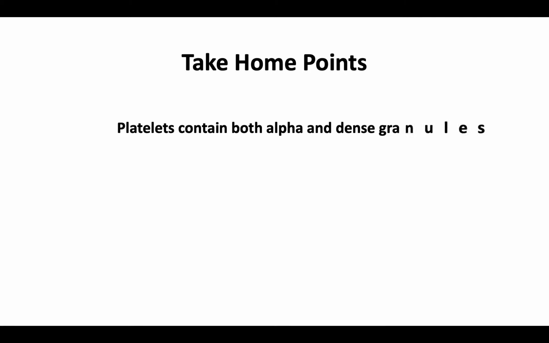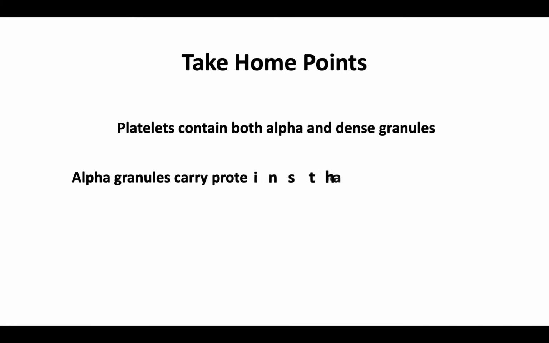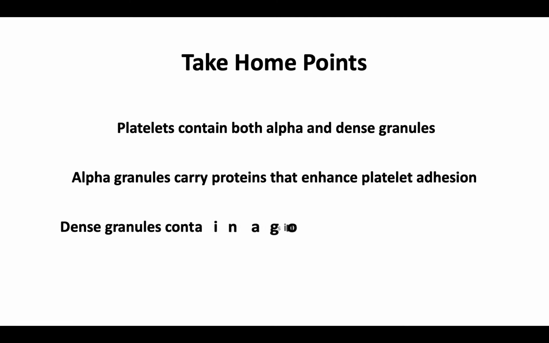Platelets contain both alpha and dense granules. Alpha granules carry proteins like von Willebrand factor, fibrinogen, and fibronectin that enhance platelet adhesion. Dense granules contain agonists like ADP and serotonin that enhance platelet activation.